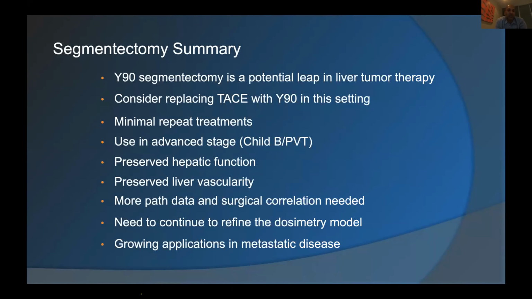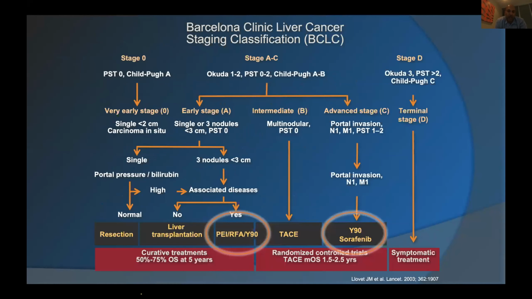We still need some more path data. I think that's kind of the reach that we're trying for in the next 5 years. We also need to work on the dosing a little more, and we need to work on it for metastatic disease. So we just came out with that, and I'll show a little bit of data on that.